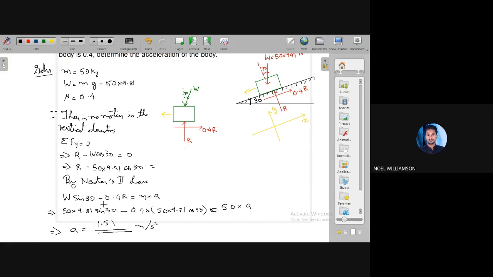So here also, what is done? We are considering two things. Wherever there is motion, we apply Newton's second law. And wherever there is no motion, we equate the resultant forces to zero in that particular direction. While considering Newton's second law, keep in mind that the direction of motion will be taken as positive, and the forces in the direction of motion are taken as positive.